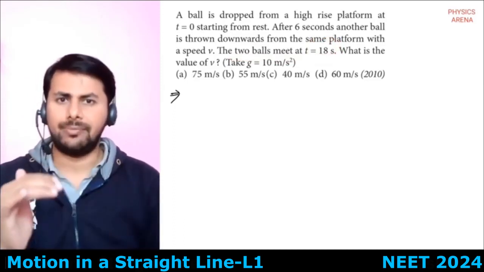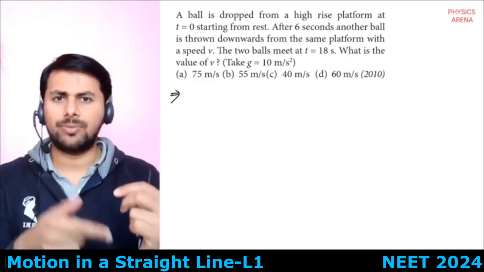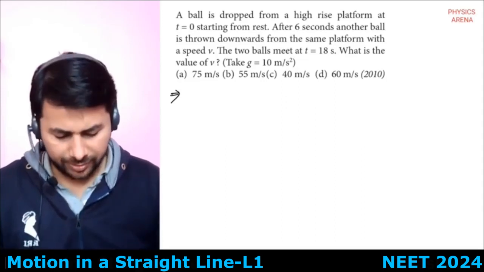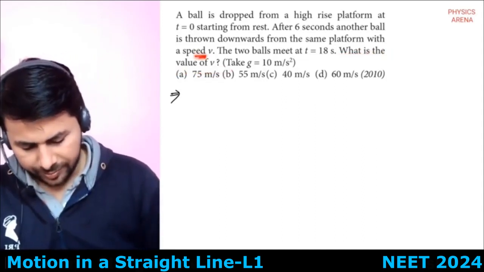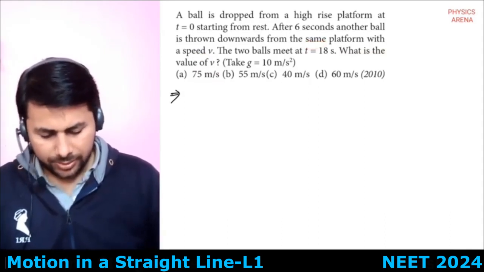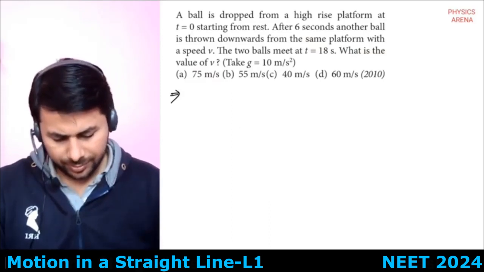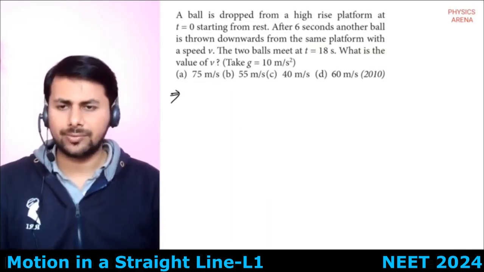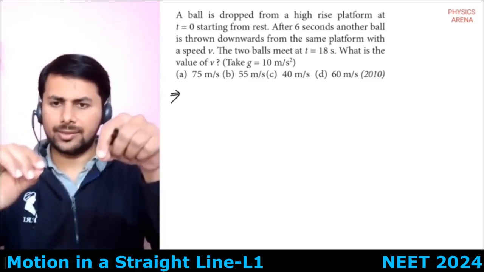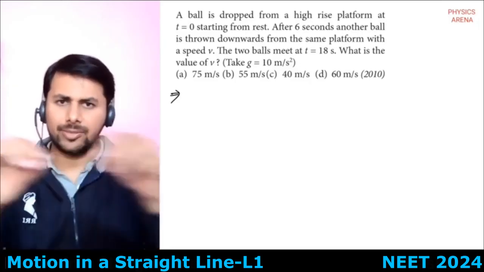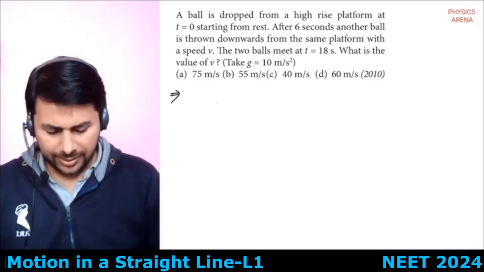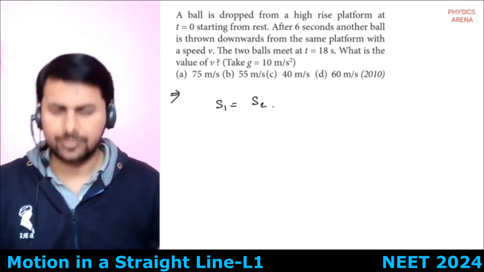The first one gets a total time equal to 18 seconds, and the second one is thrown after 6 seconds, so it gets 12 seconds to cover whatever distance it covers. The second one is thrown with speed v. The first one is dropped, and after 6 seconds the second one is thrown from the same position, but they meet somewhere. So the distance covered will be equal. I can say S1 will be equal to S2.